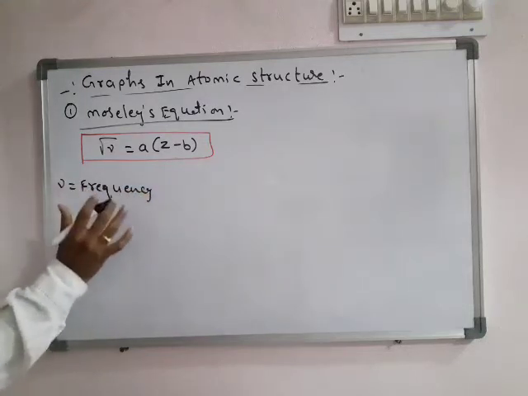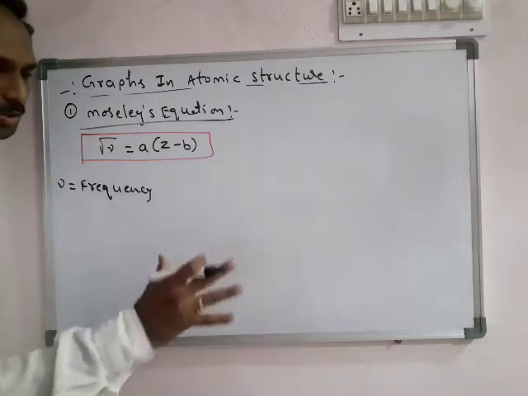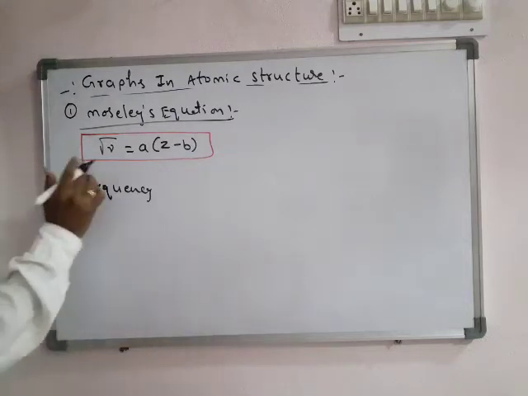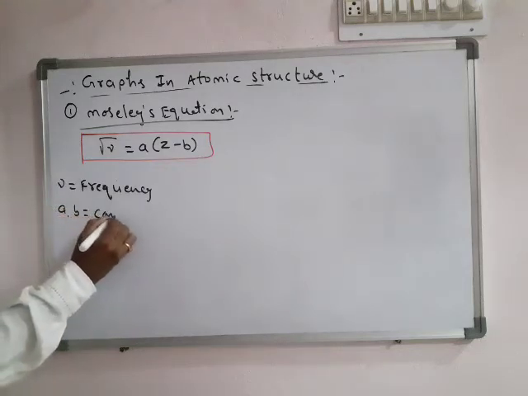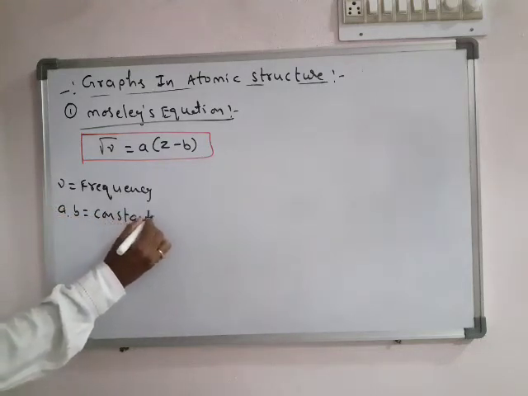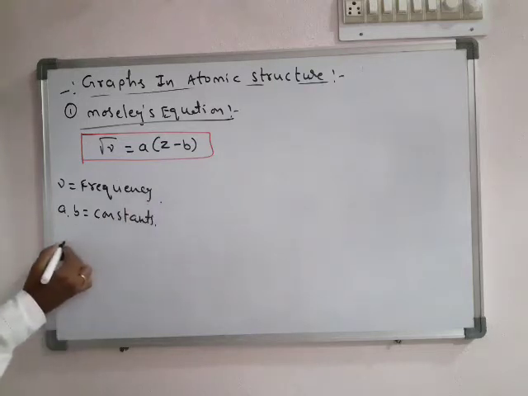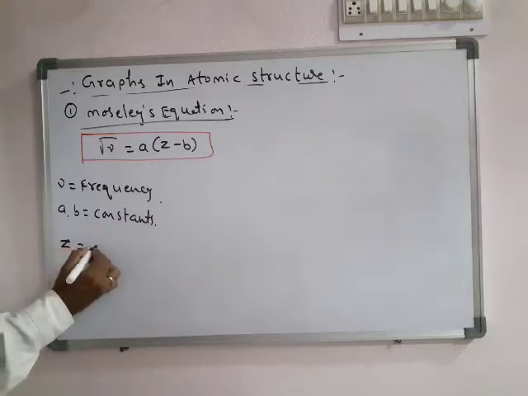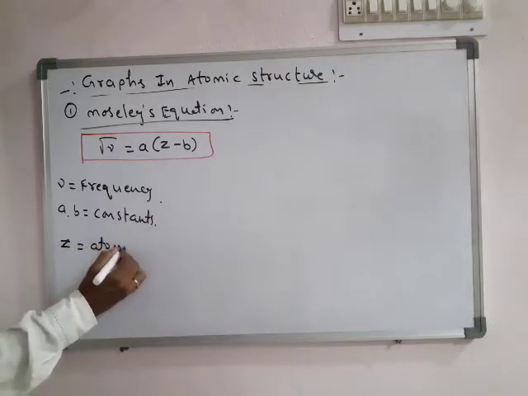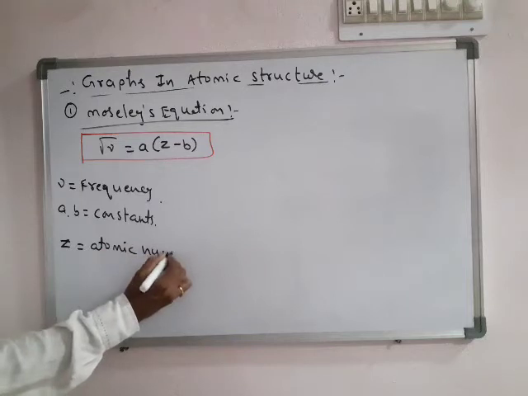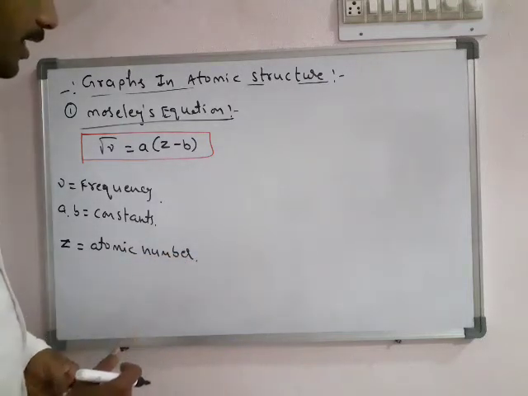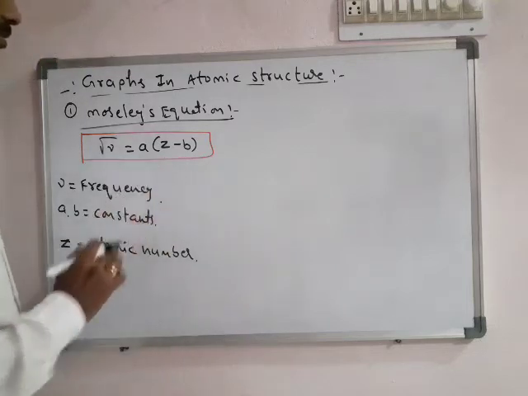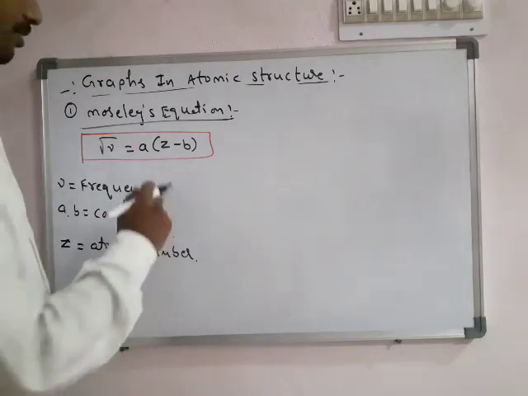So we are writing only the graph, not the total matter. Nu indicates the frequency. Here a, b are constants. What is z? Actually here it is the number of protons, and we know it as the atomic number. And we can draw different graphs with this equation.